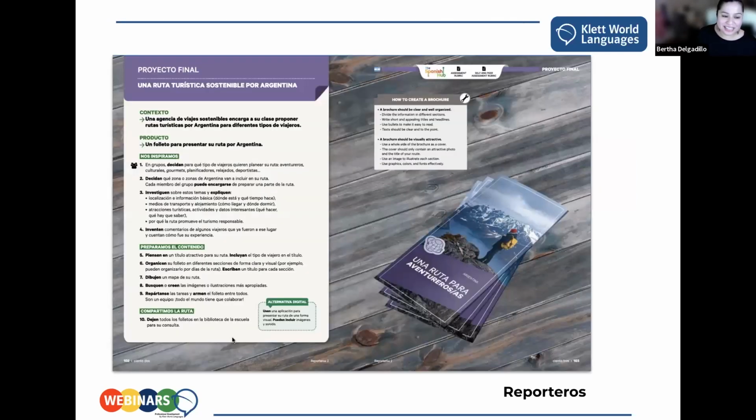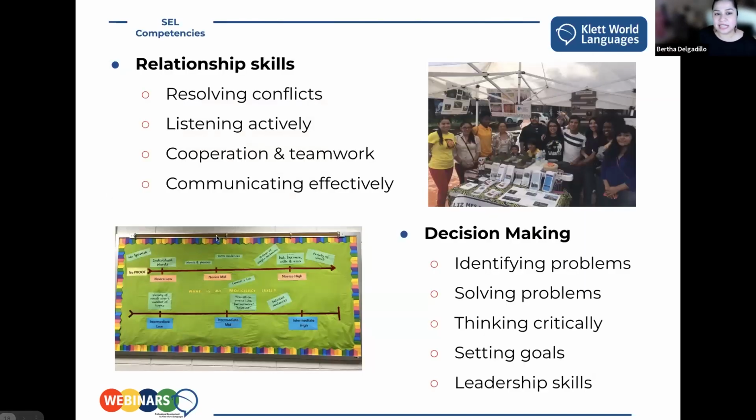So the next ones would be relationship skills, which has to do with resolving conflicts, listening actively, cooperation and teamwork, and communicating effectively. I will tell you this, sometimes I myself need some help resolving my own conflicts. And sometimes I myself need some help communicating effectively. And again, this is because we are all a work in progress. So social emotional learning is also a journey in itself. And there are many activities that we can do in the classroom to support this.